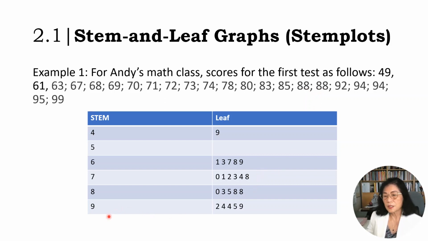Now, the last one, the digit 9, from the scores of 92, 94, 94, 95, 99. So follow the order from the smallest digit 2, then 4, 4 again, then 5, then 9. So we're done. This is what we call a stem and leaf graph, or stem plot.